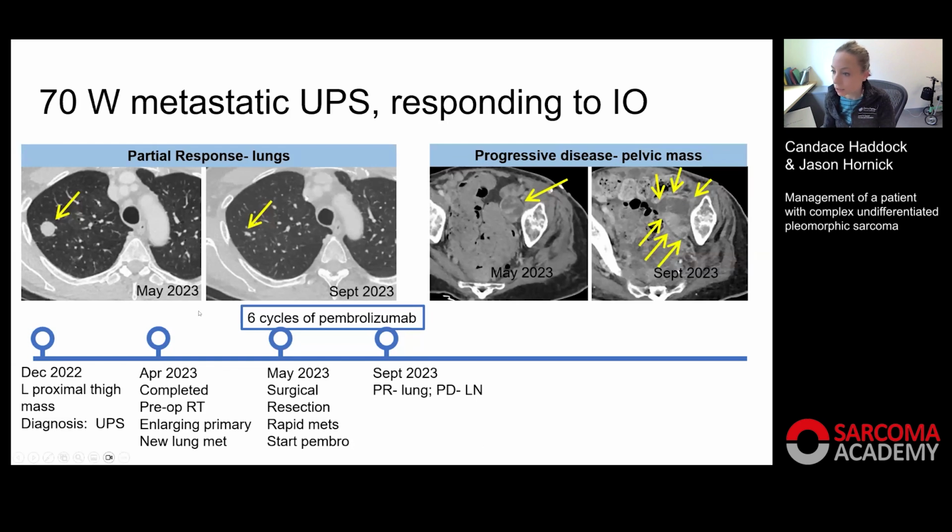So you can see here, this is from what I showed in May after 6 cycles of Pembro, and really nice response in that lesion. And overall, her pelvic mass was initially controlled, but in September, it did start to grow again. So this Pembro at least allowed her clinically to recover. So she now has a better performance status. Her pain is under much better control, and she's in good shape, tolerating Pembro well otherwise.